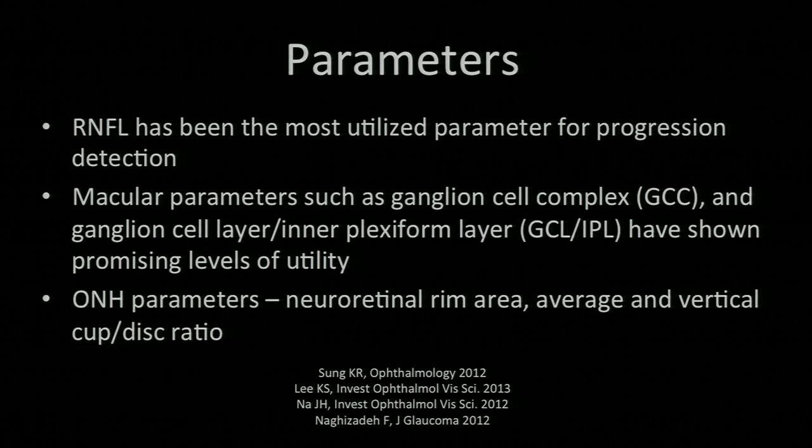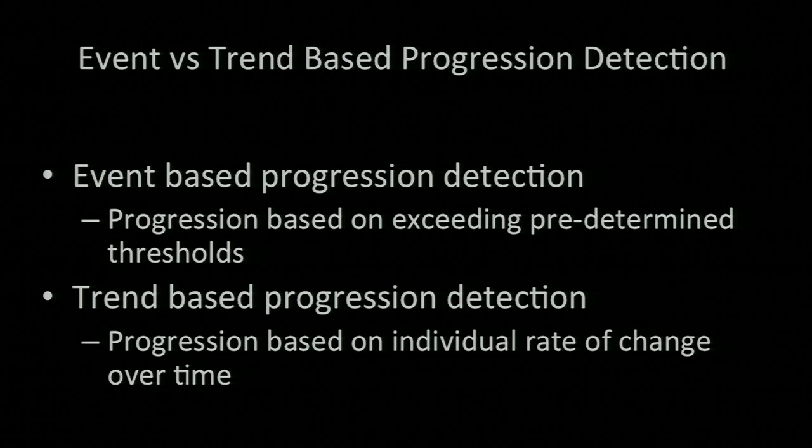Since that time, there have been a number of studies that have looked at OCT for progression of glaucomatous damage. The most often used parameter has been the retinal nerve fiber layer, although macular parameters have been used as well, and optic nerve head parameters. As you heard from Bal Chauhan, you can do event-based progression detection, which is based on discrete events, or trend-based progression detection, which is looking at the entire period of time and a rate of change.